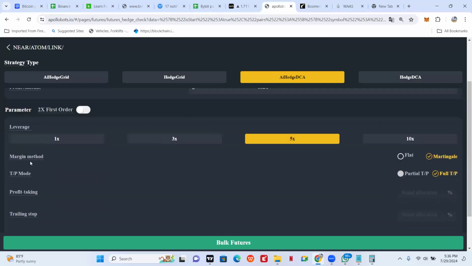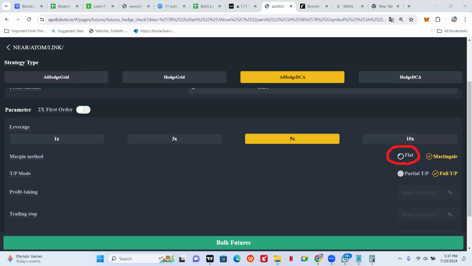now your margin method, you switch your margin method, make it flat. Remember, we are setting up a $200 account. Choose flat, all right? And leave this on full TP. You see that this one is not highlighted. You see the partial TP is not highlighted because the robot knows that it is too early to turn on the partial TP. But when you're using the AI hedge grid, the partial TP is turned on from the very first trade. All right. So now we switch to flat. Make sure you switch to flat.